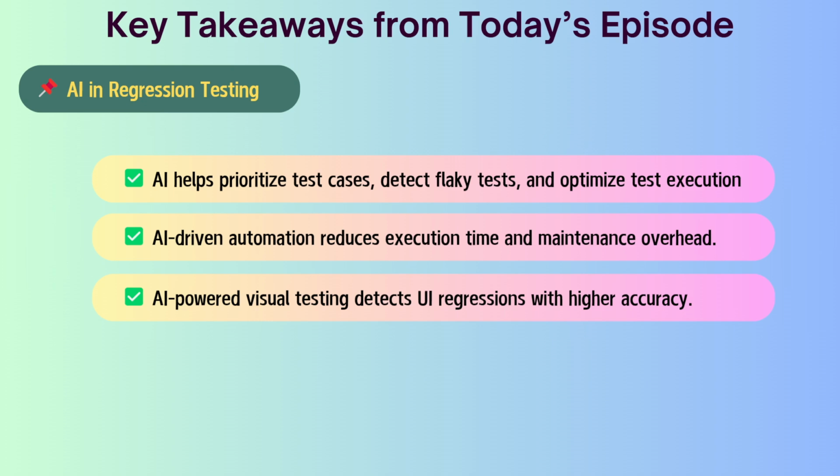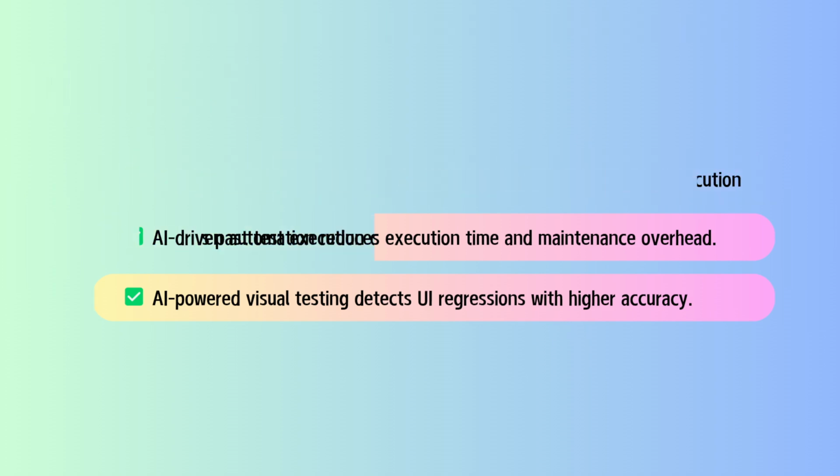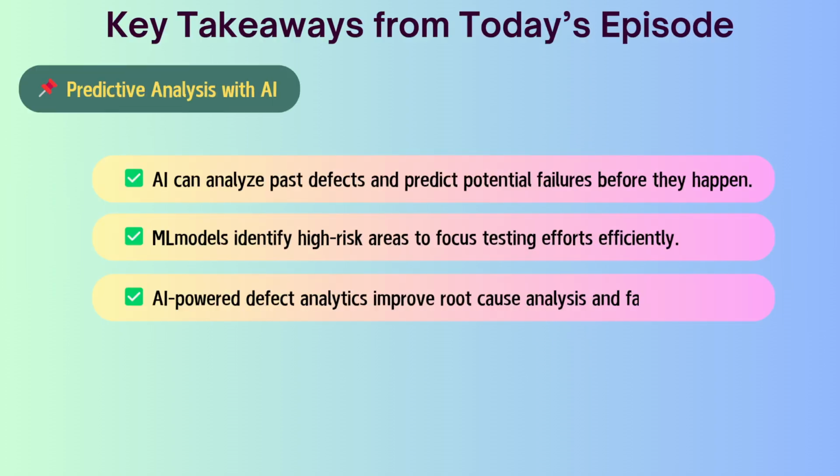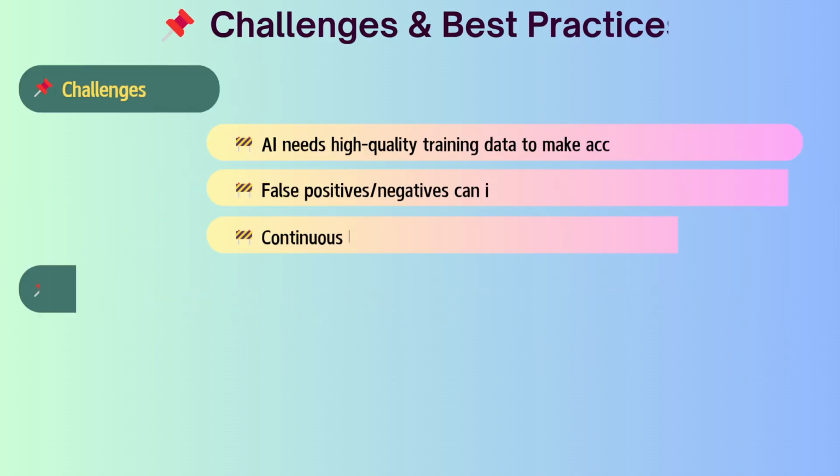Predictive analysis with AI. AI can analyze past defects and predict potential failures before they happen. Machine learning models identify high-risk areas to focus testing efforts efficiently. AI-powered defect analytics improve root cause analysis and enable faster debugging.